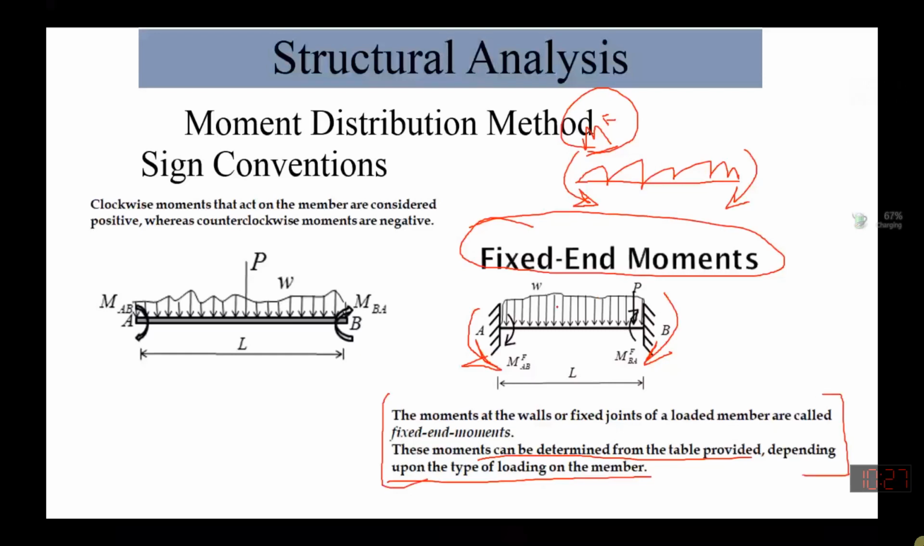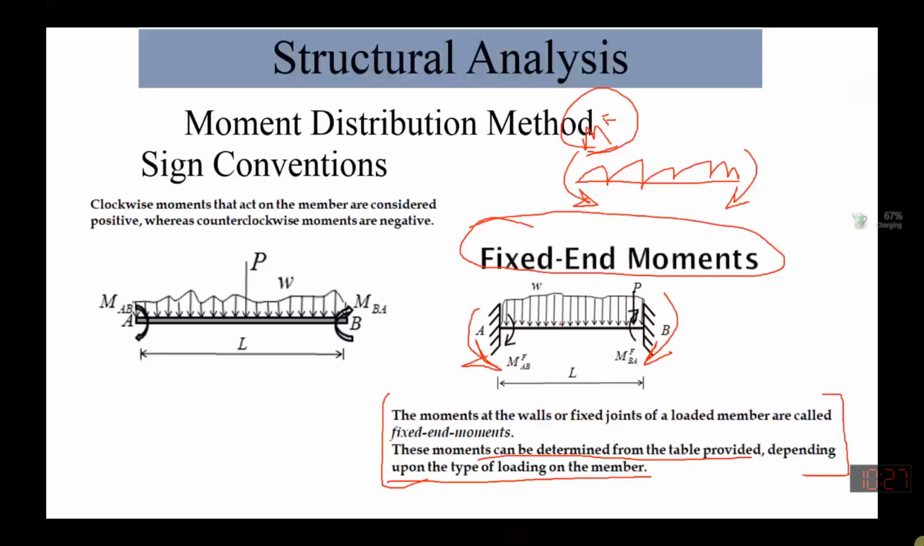Is it clear? Yes, sir. That is how we define that this is our fixed end moment. So this is the moment which is generated on the ends of the beam due to applied load, and this typically depends on the type of loading.